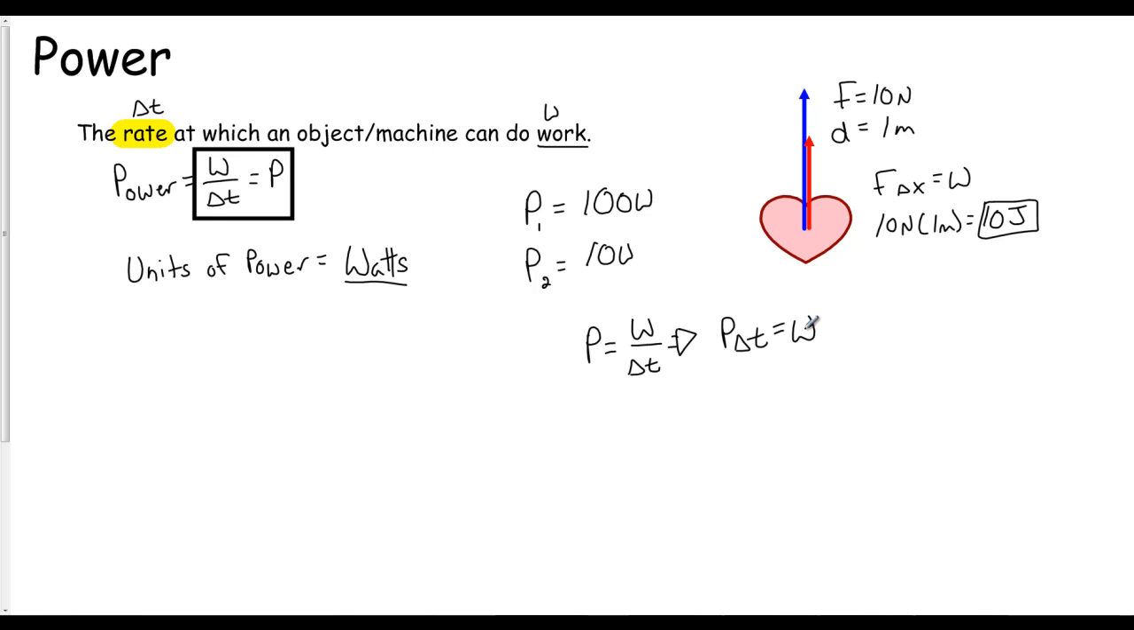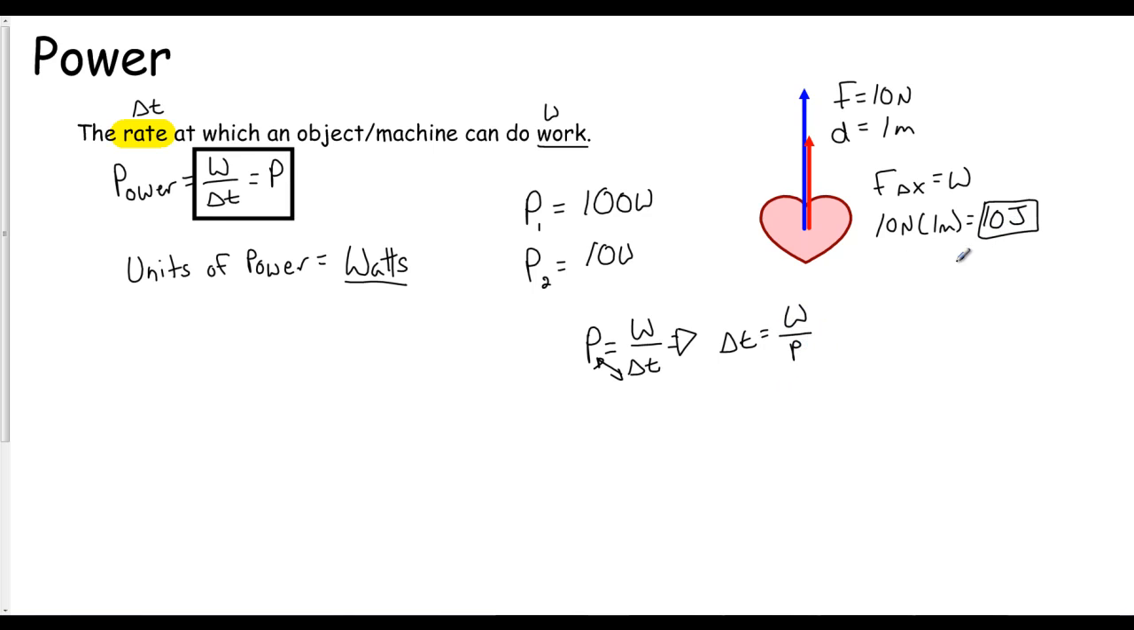Oh, wait a minute, that's not what I wanted to do. Let's erase real quick. I want to solve for delta T. That's what I'm looking for. If I want to solve for delta T, I'm just going to switch positions of the P and the delta T. And so I get delta T equals work divided by power.